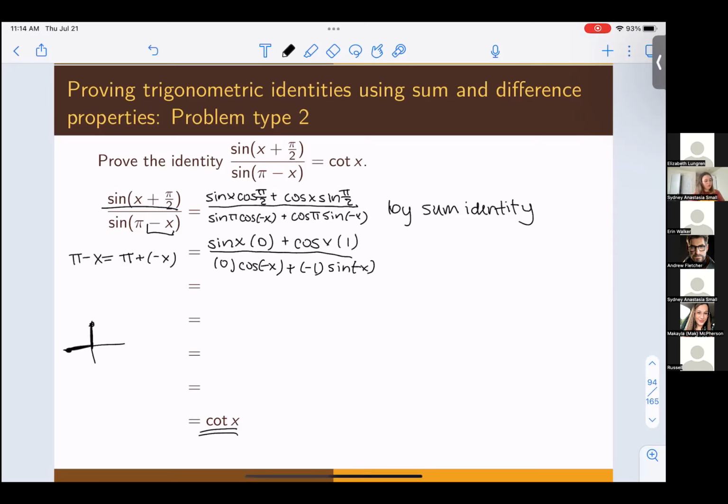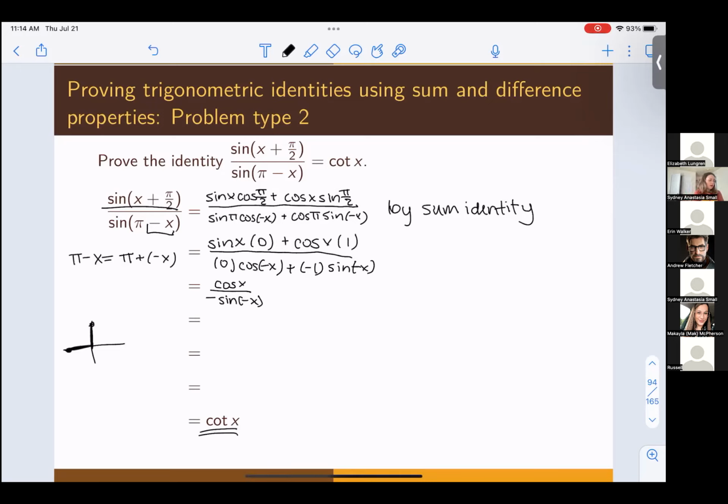And just rewriting this a little nicer, because when we multiply stuff by 0, it goes away completely. Sine of x times 0 is 0. So in the numerator, I just have the cosine of x all over negative sine of negative x.